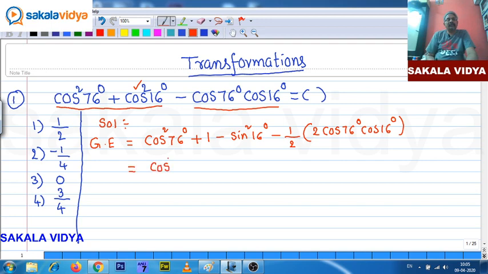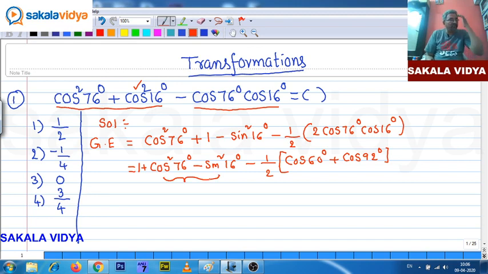So cos square 76 degrees and 1 minus sine square 16 degrees, minus this will be 2 cos A cos B. 2 cos A cos B means cos of A minus B plus cos of A plus B. Cos of 76 plus 16 is 92 degrees. Now this is cos square A minus sin square B, cos of A plus B into cos of A minus B. Now this can be written cos of A plus B, 76 plus 16 is cos 92, into 76 minus 16, that you get cos 60.